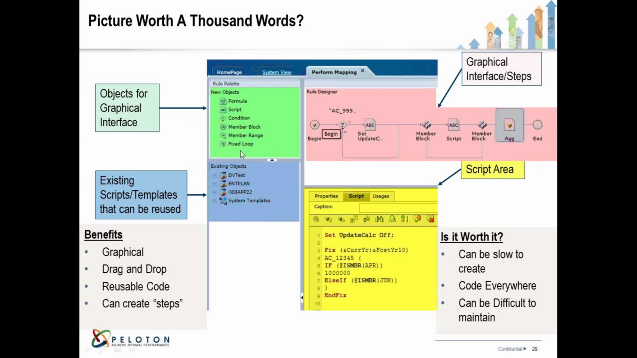In the green section over here, we have the objects for the graphical interface. So there are some generic objects. There are formulas, scripts, conditions, member blocks, member ranges, and fixed loops. I typically don't create rules that have all different types of these, but the ones I typically use the most are scripts and member ranges, and I use those to create generic code that can be called from within other rules. So it's a great way to help reduce the maintenance of your scripts.